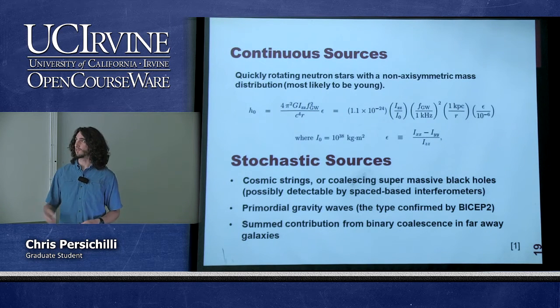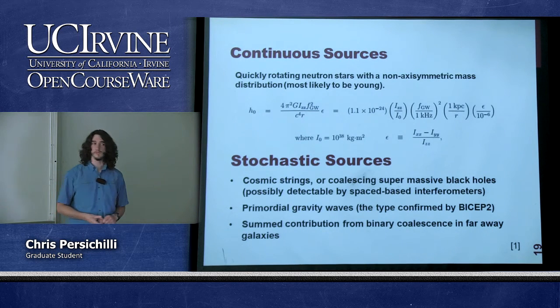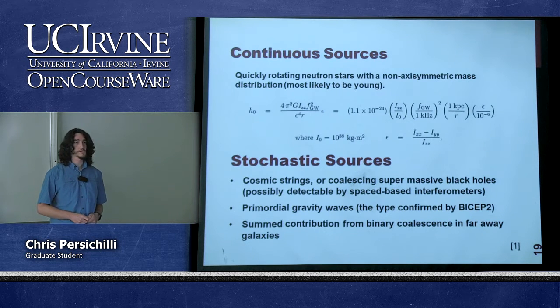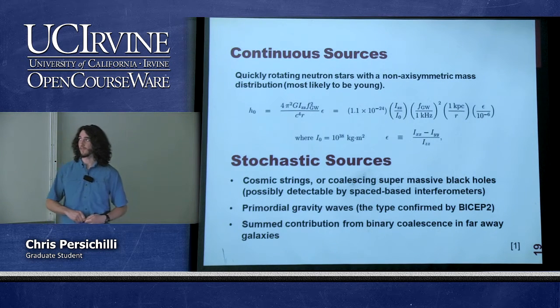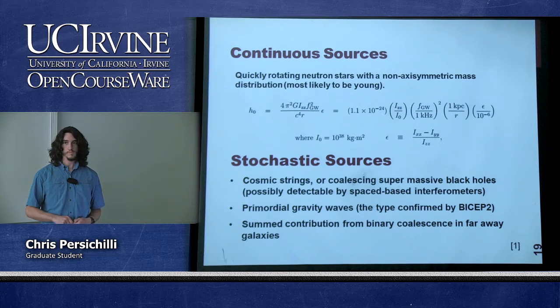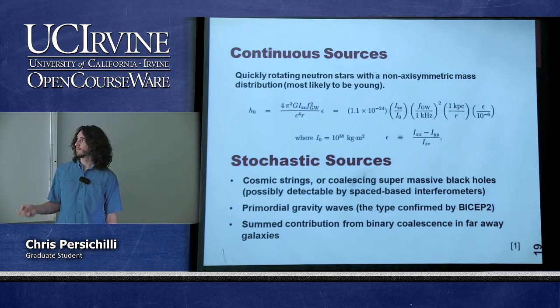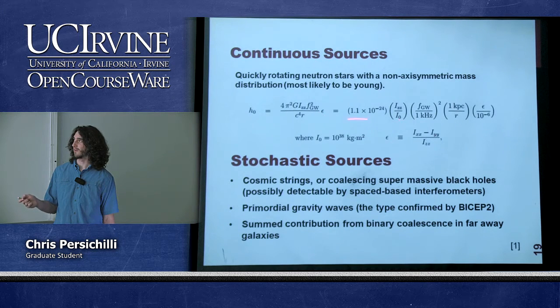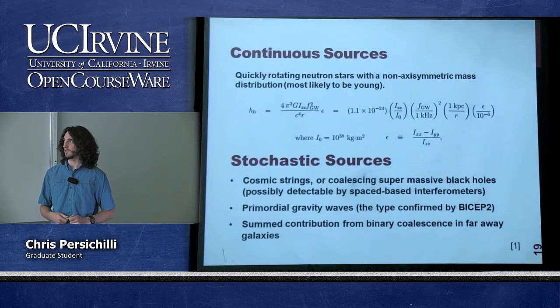And on top of that, there are also some continuous sources. In the context of interferometers, continuous sources basically refers to just quickly rotating neutron stars that have some non-axially symmetric distribution. So again, I won't dwell on the equation here because I think I might be running out of time. Basically that's the equation that gives you the amplitude for a rotating neutron star.